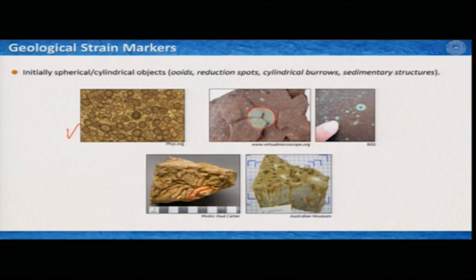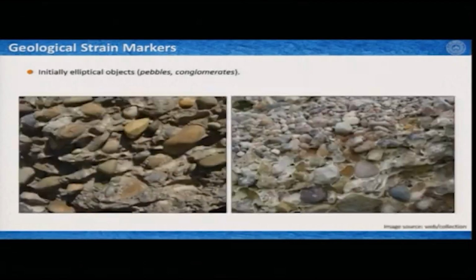So a cross section of these burrow holes, if undeformed, would be approximately circular, and if they are deformed, the cross sections would be elliptical. So these are essentially very good strain markers.